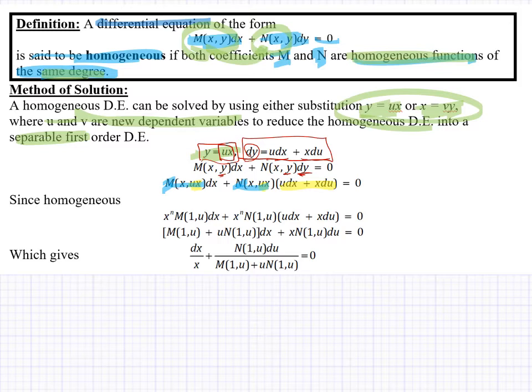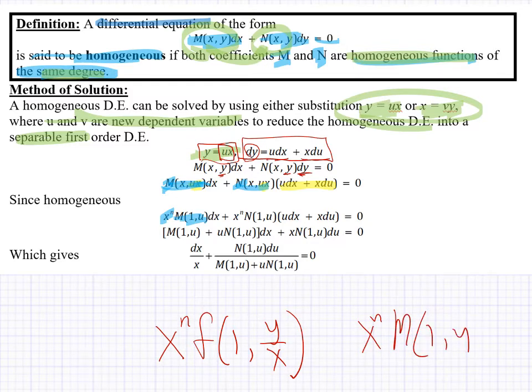So that means I can pull out an x to the n out of each one of these because they're the same degree. So let's say they're homogeneous of degree n, right? So I can pull out an x to the n out of the M function and be left with M of 1 comma u. Now, in the previous slide I was working on, I said if you pull out x to the n, you'd be left with f of 1 comma y over x. So why do we have an x to the n and we're left with M of 1 comma u?